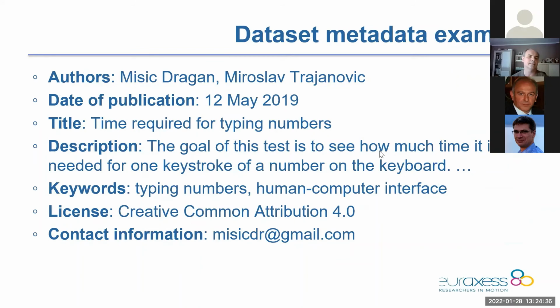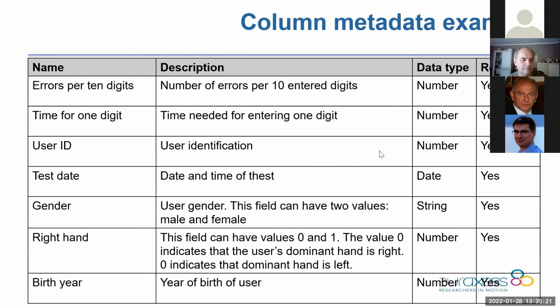Here is one example of dataset metadata, and on the next slide, of column metadata. This is for a dataset from the OpenClick project. You can see here that the authors of it are me, Mišo Dragan, and Professor Trajanović. Here we have date of publication, title, part of the description because it is pretty long, keywords, license, and contact information. Also, because our data set is in comma-separated value format, we gave column metadata. For each column, we have its name, short description, data type, and indication if it is required.